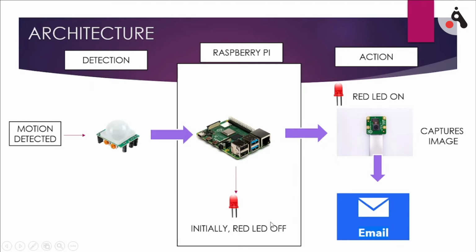The red LED is switched from off to on state, and we are also capturing the image at that timestamp, and this same timestamp image gets saved to our file, and also it is sent to this email using SMTP. We are using Gmail here basically. So these are the courses of action which are carried out after the detection of motion. If there is no motion, the red LED will be kept in its off state.